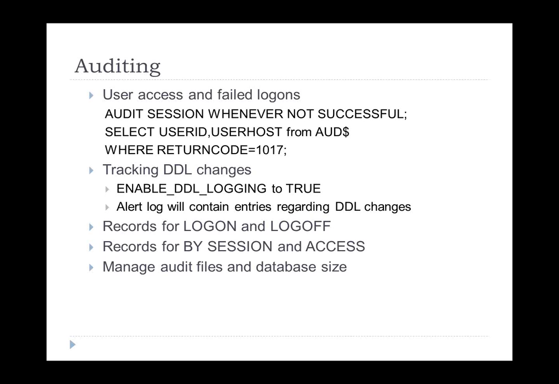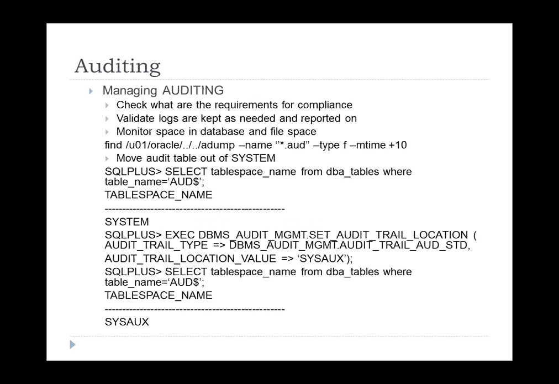To enable the data definition language changes, you enable that parameter to be true, and then that will audit all the DDL changes for you. Again, we talked about how by session and by access will create a record for each of these, which means we have to manage carefully our audit logs and our database size based on these tables. So again, it's very important to look at the overall security of what you're trying to do and what you're trying to accomplish with the audit logs.